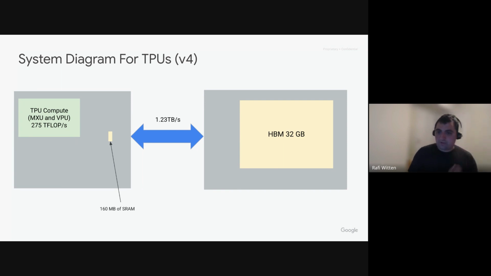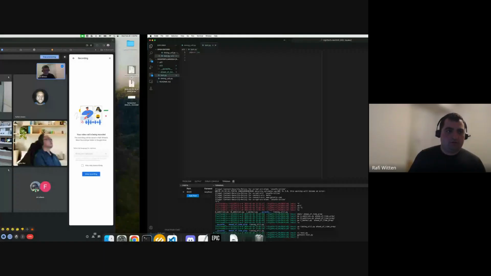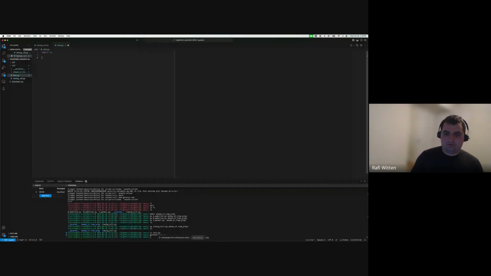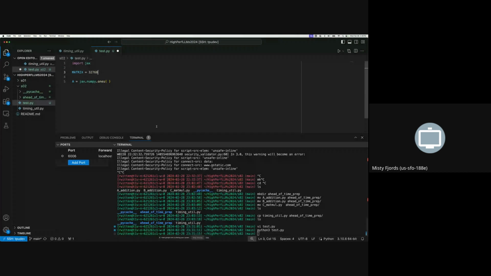So let's start by asking ourselves, how long should it take to just add two vectors in JAX? For that, I'm going to switch to sharing my whole window, and let's just program this. So import jax. Folks, let me know if it's not coming through. The code is very small. Thank you, Sky, that's better.